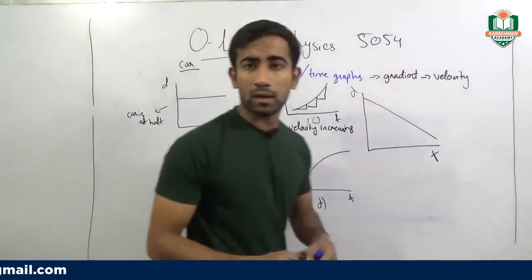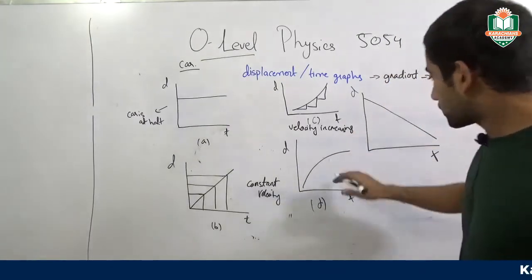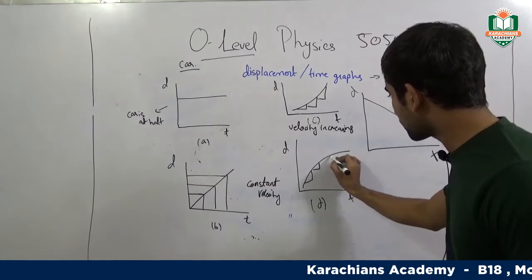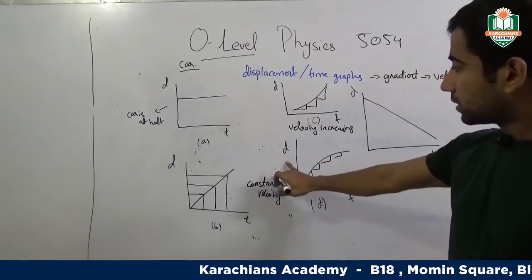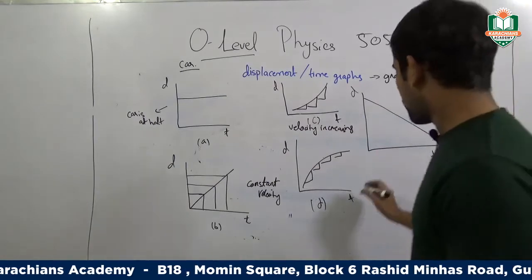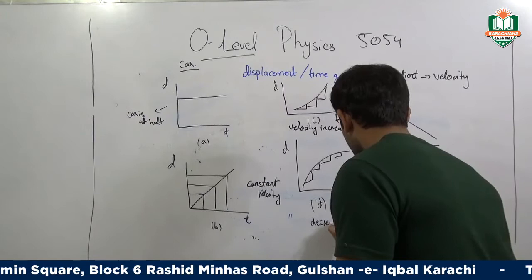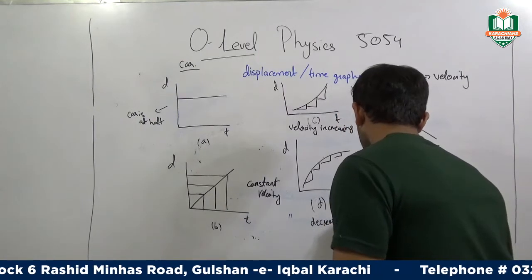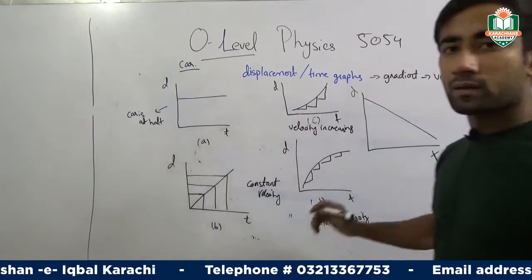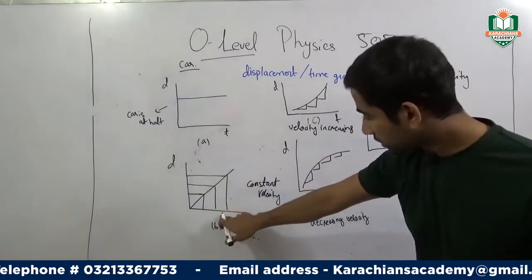And for this case, we will be saying that the velocity is decreasing because there is a decrease in gradient. You can see that the gradient is constantly decreasing. Displacement is increasing less as compared to time. So we'll say that this graph is of decreasing velocity.